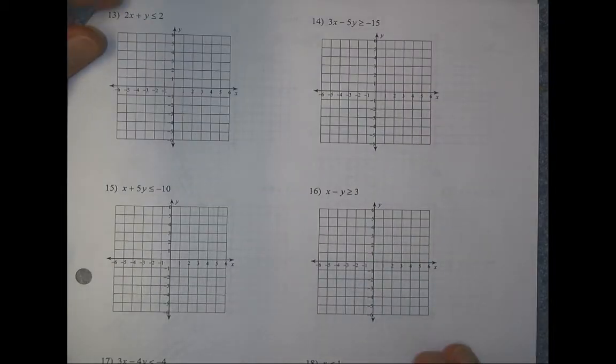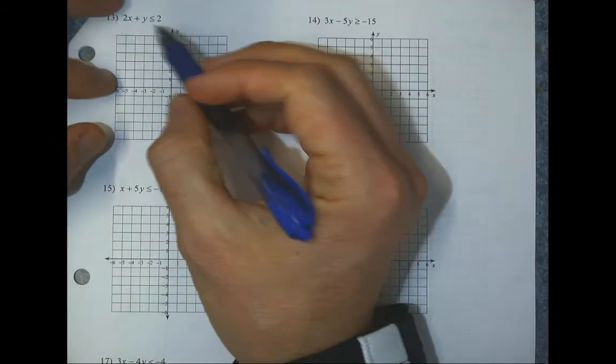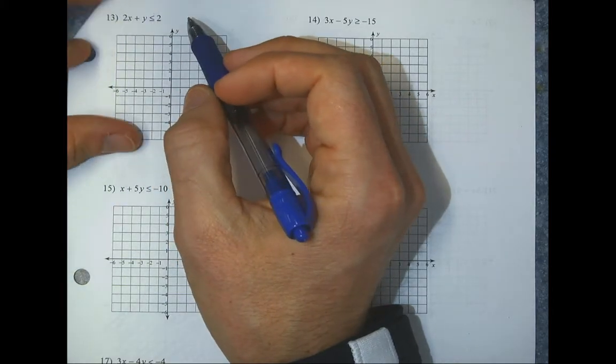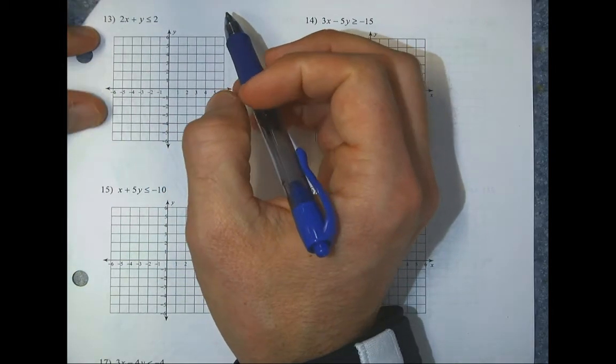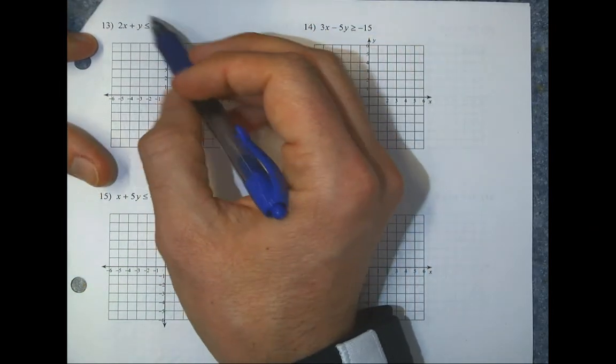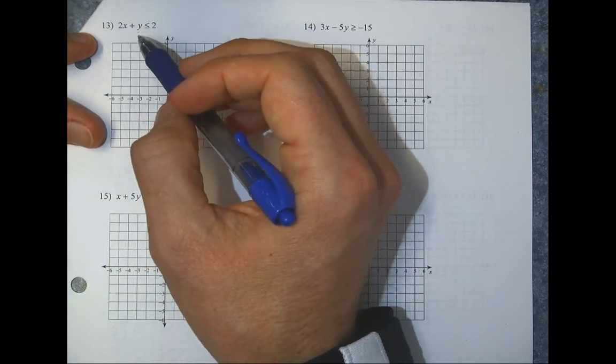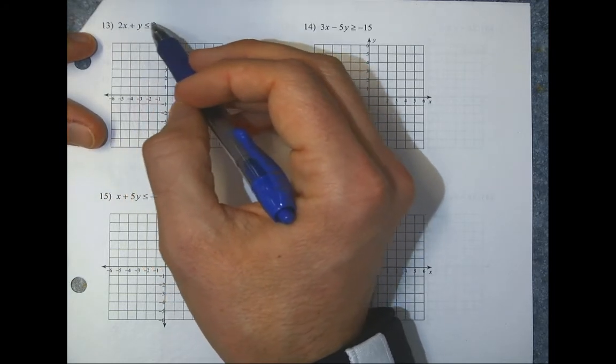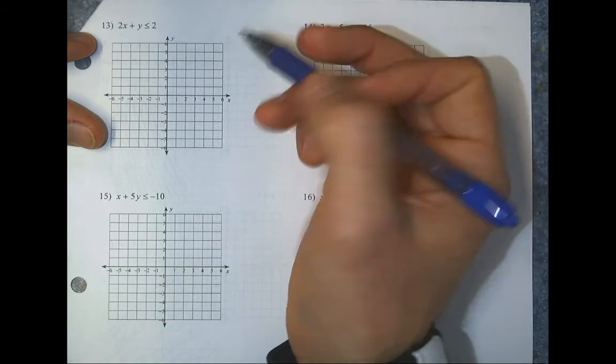Okay, as we flip to the next page, number 13, now we're given equations that are no longer in y equals mx plus b form. So we have a couple options. We can get them there. This, for instance, is one that's very easy to get there. All you have to do is minus 2x. It goes on the other side. You're all set. So let's try that.